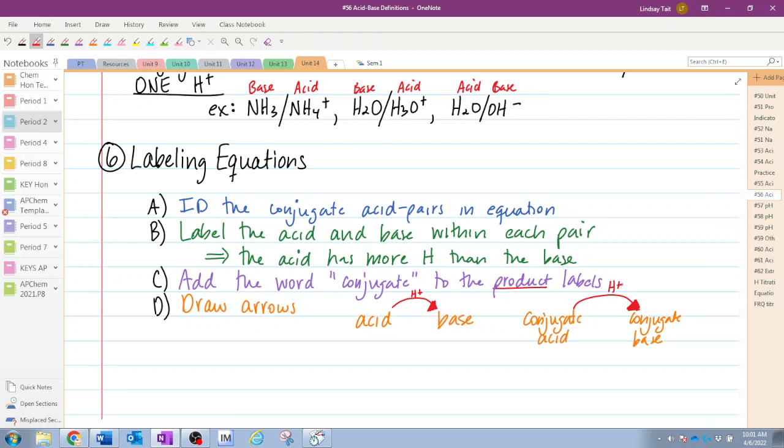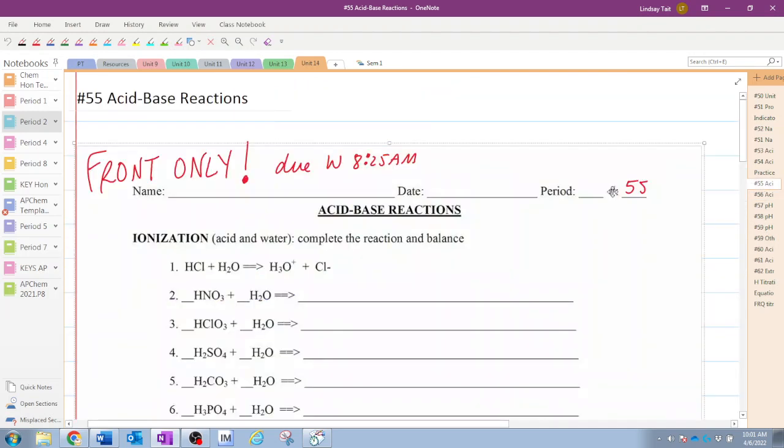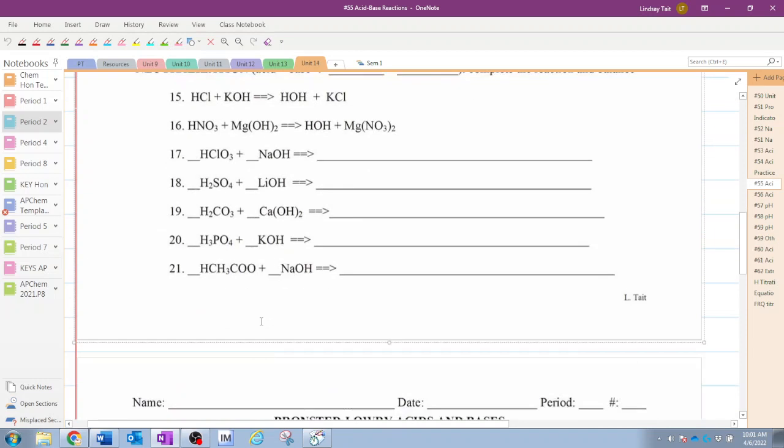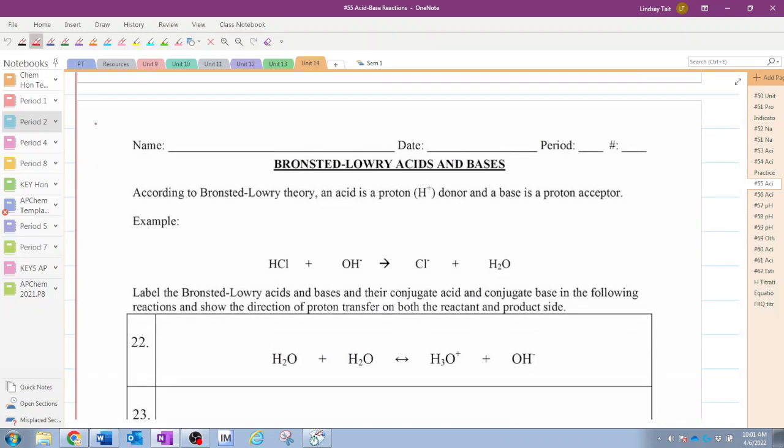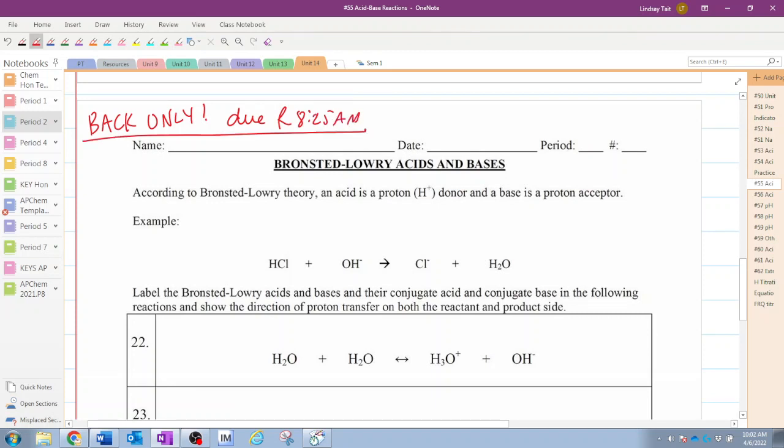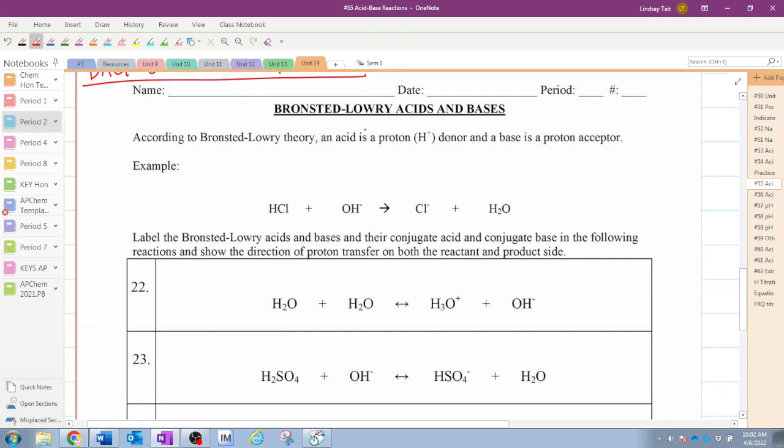So with that, we're going to go to our worksheet now, where I'm going to do an example directly on the worksheet, and then we're going to add one more set of notes here. So we're going back to 55. By the way, this is the back only, because we've already done the front, which is due tomorrow, Thursday, 8:25 a.m. And here we go, I'm doing that example at the top.